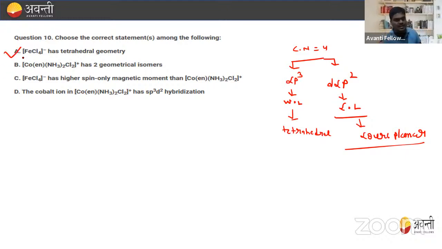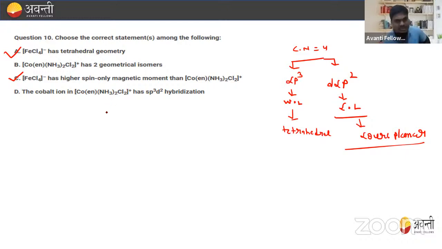Now, let's move to the third one directly. FeCl4 negative has a higher spin magnetic moment than this. Obvious, because we know that in case of a weak ligand, no pairing takes place. So we already understand this thing. If the ligand is weak, if there is not much pairing, then they have a high spin. Right. So high spin means a larger number of unpaired electrons. So this is absolutely true. Now, the cobalt ion in the complex, this has sp3d2 hybridization.